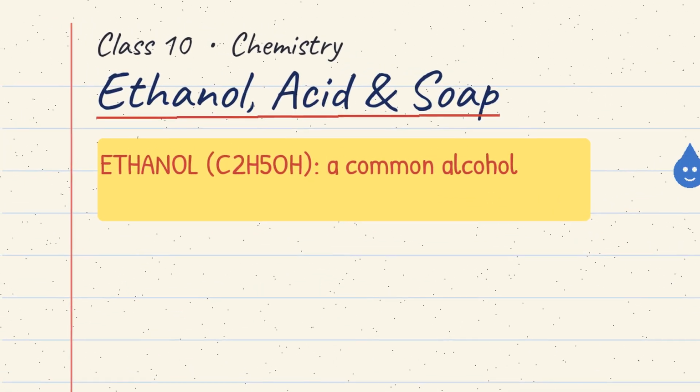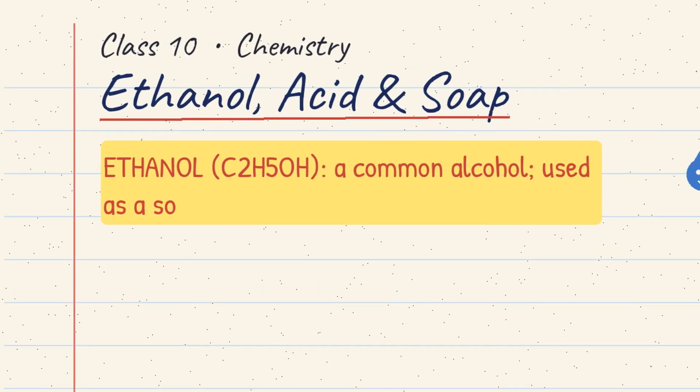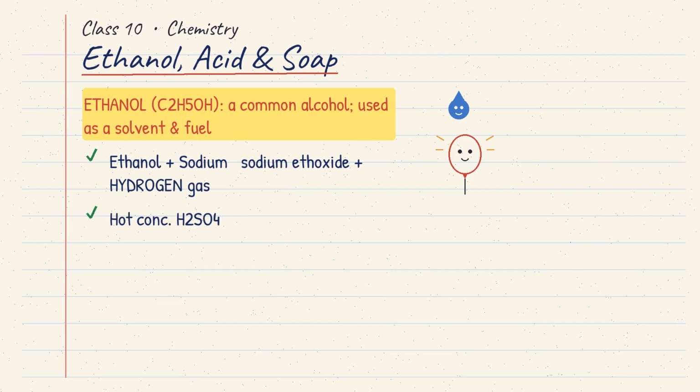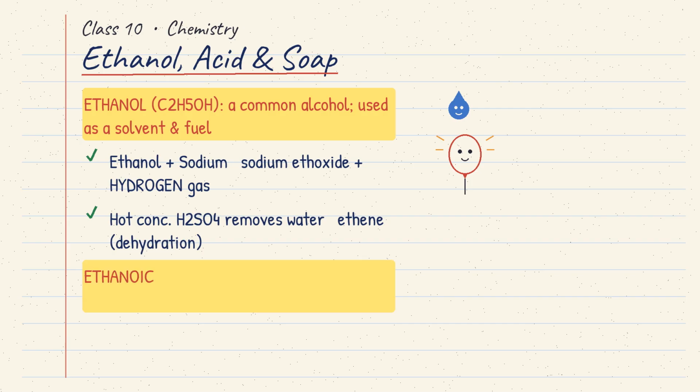It is a colorless liquid, used as a solvent and as a fuel. Ethanol reacts with sodium to give sodium ethoxide and hydrogen gas. And with hot concentrated sulfuric acid, ethanol loses water and turns into ethene. This is called dehydration. Next, ethanoic acid, CH3COOH.